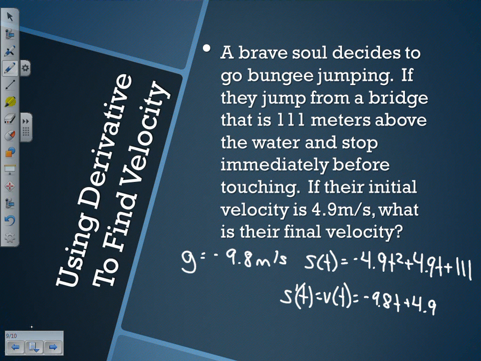All right. What else am I going to have to figure out before I can actually find the velocity? I need to figure out t. How do I do that? Good question. Time it takes to fall. So what's her position going to be when she hits the water? 0. So I'm going to take my position function, say 0 equals negative 4.9 t squared plus 4.9 t plus 111.